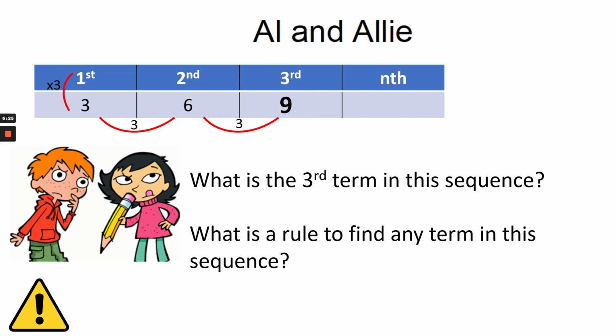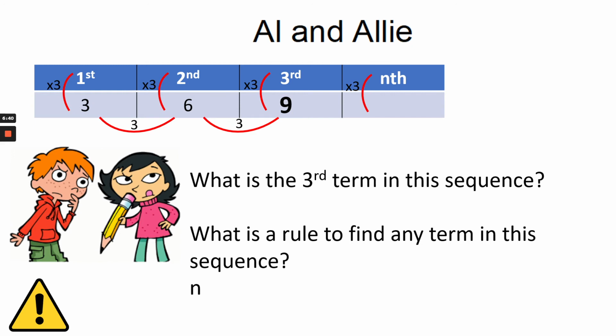1 times 3 is 3. 2 times 3 is 6. 3 times 3 is 9. That rule allows me to find any number in the sequence. So by timesing by 3, I'll find any number I like.